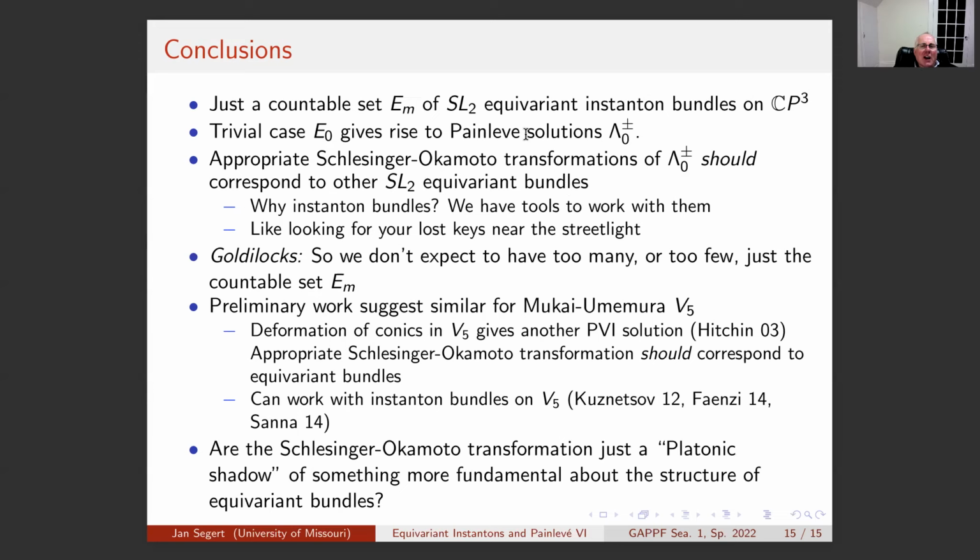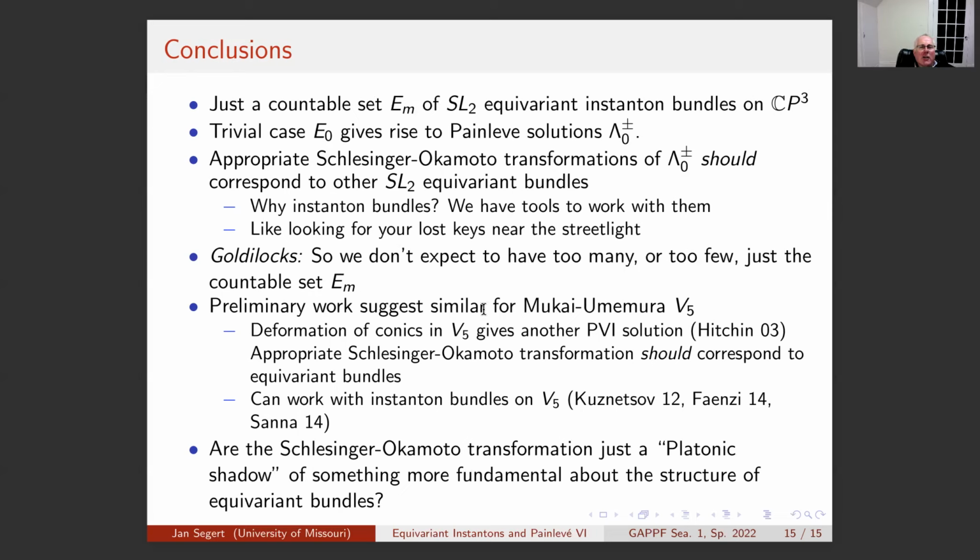bundles, they would correspond to other solutions of Painlevé 6, which should be related to ours by the Okamoto transformations, and that would just be too many solutions of Painlevé 6. So you expect to have some of them, corresponding to the appropriate Schlesinger-Okamoto transformations. But you don't expect to have too many, because then there would be too many solutions of Painlevé 6, and you don't expect to have too few, because then you couldn't account for the Schlesinger-Okamoto transformations that you have. So this makes you comfortable with the fact that there's just this countable set. It's just right. The number is just right.